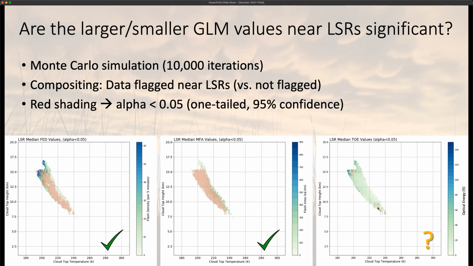We do see some areas of significance at the very bottom and at the top of our spectrum of available cloud top temperatures and heights, and that may have some significance as the strongest of the strong storms, and potentially even in this case be looking at some of the trailing stratiform regions of mesoscale convective systems, but it really doesn't paint that clear of a picture that we're able to actually pull from as compared to the FED and MFA values.